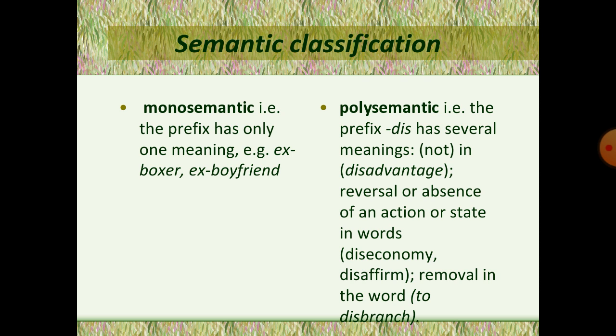Semantic classification. Semantically, prefixes can be divided into monosemantic, that is, the prefix has only one meaning. For example, ex-boxer, ex-boyfriend, and polysemantic, that is, the prefix has several meanings, as in dis-: disadvantage, reversal or absence of an action or state in words, diseconomy, disaffirm, removal in the word, to disbranch.